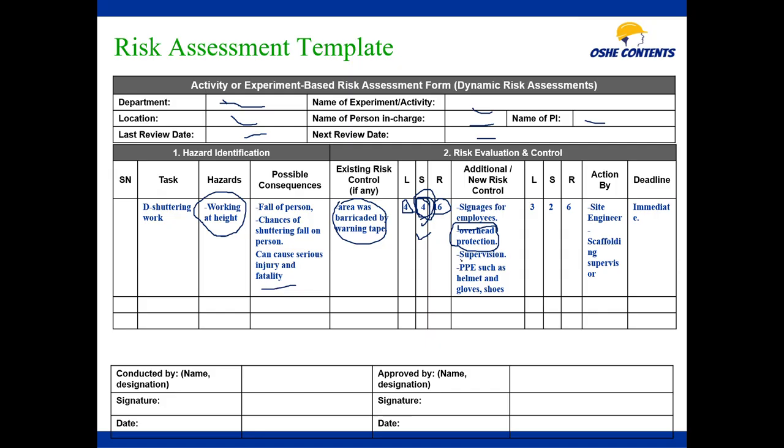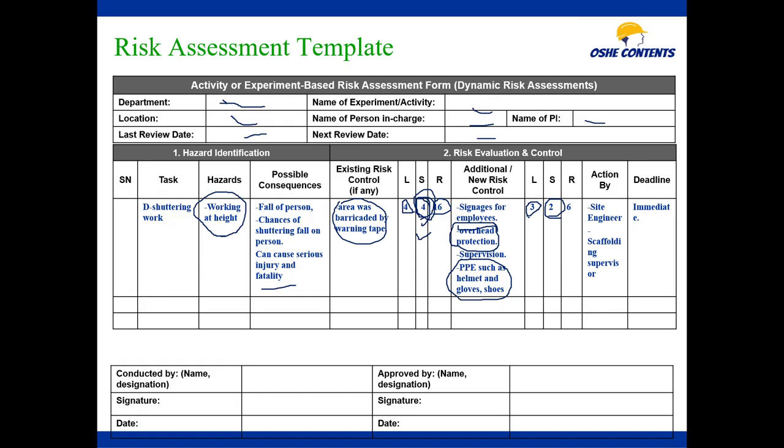We provided PPE. We have provided gloves, so there is no chance of hand injury, but maybe he can slip. That's why it is just 2. We have also provided a helmet, so even if something falls down, the tool can hit the helmet and the person will be safe. So there is no chance of fatality. Is there any chance of fatality here? No. Still, the likelihood is 3, because the work is still going on and the person removing the shuttering is still there. There are still chances for him, because this is a very risky activity.